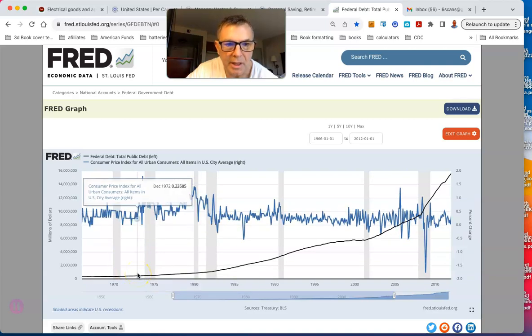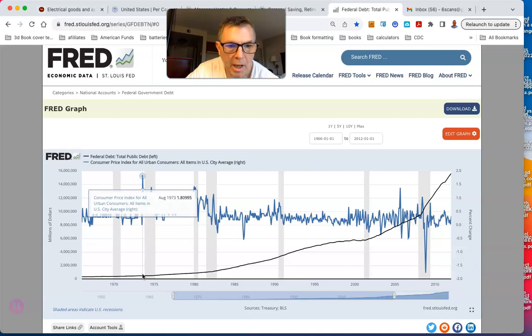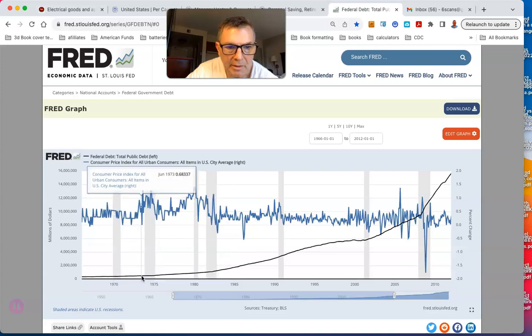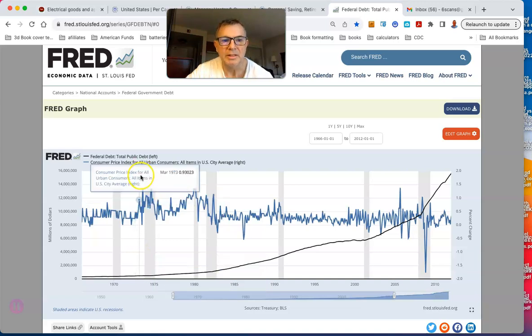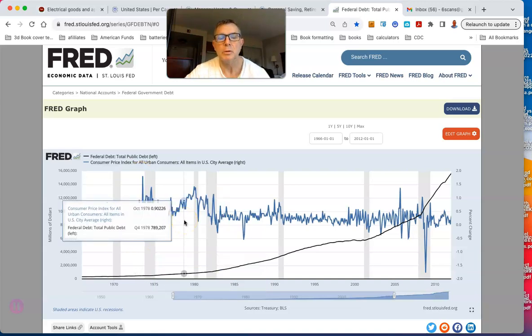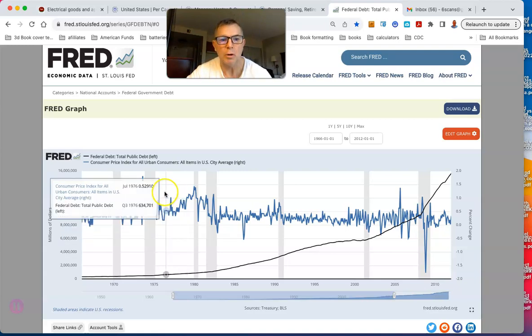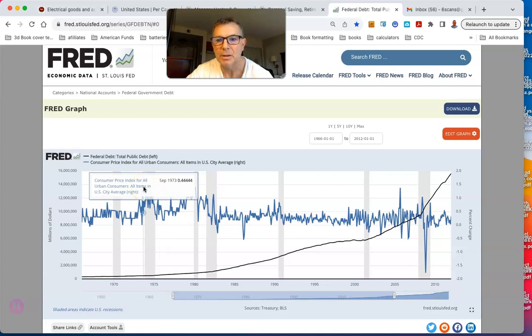In August of 1973, how much debt do they have? Right there, about $460 billion. And look at that CPI. Don't you see? M2, deficits, the total debt leads to CPI change. Incredible. That dollar crashed. It crashed right there.